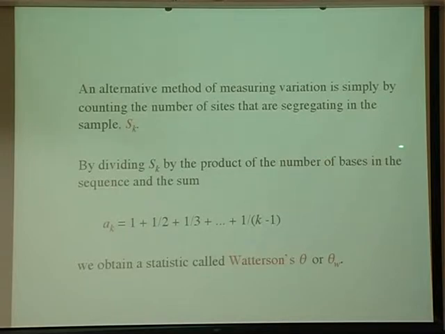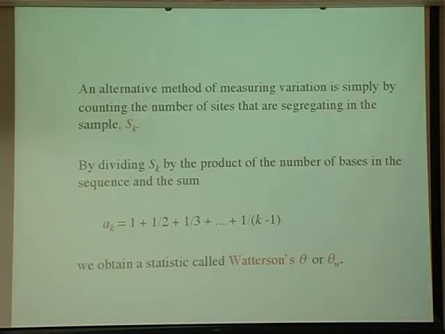divide that by the number of bases in the sequence, and then by a magic number, which in population genetics is often called Watterson's correction factor. Kavita told me it's a well-known term in mathematics for this, which I've now already forgotten. So we take this, it's 1 plus 1 over 2 plus 1 over 3 up to 1 over k minus 1, where k is the sample size. And then we get what's called Watterson's theta, or theta sub W.